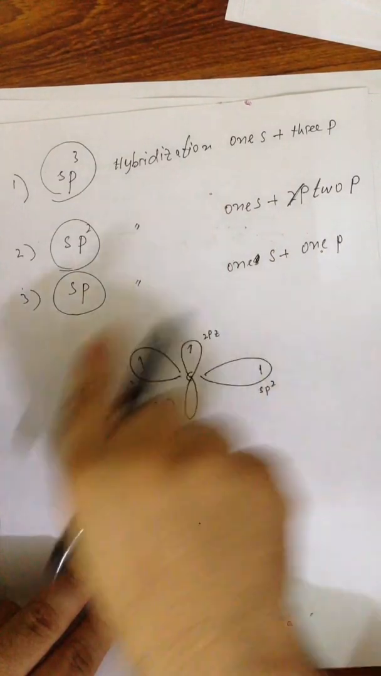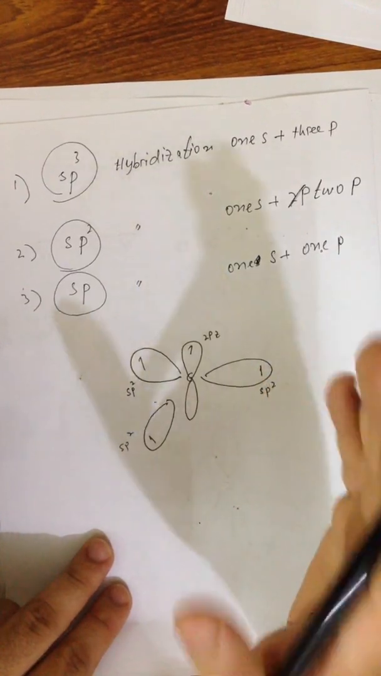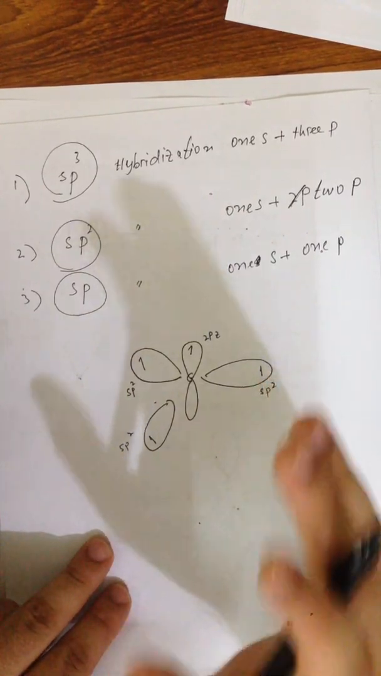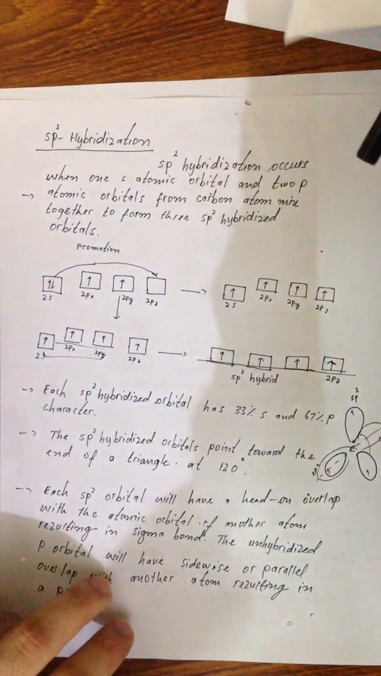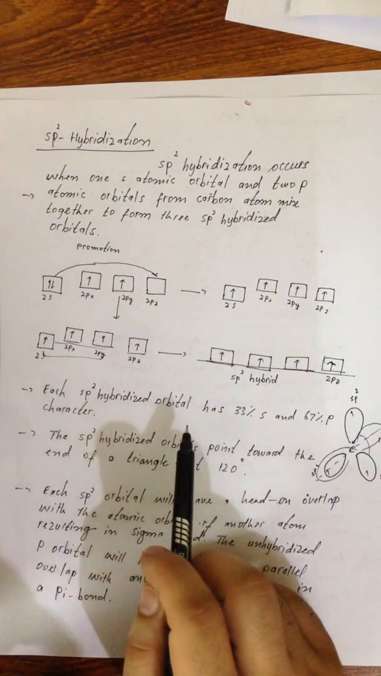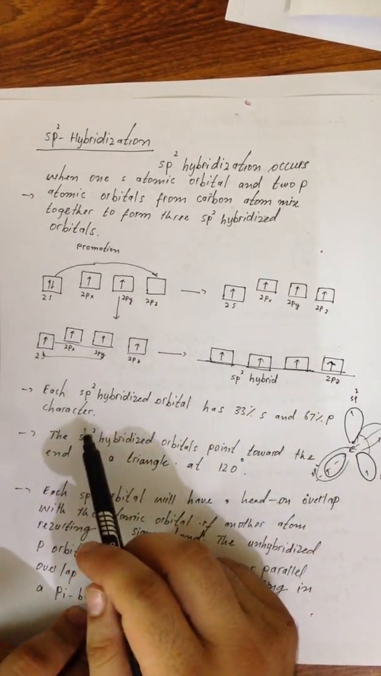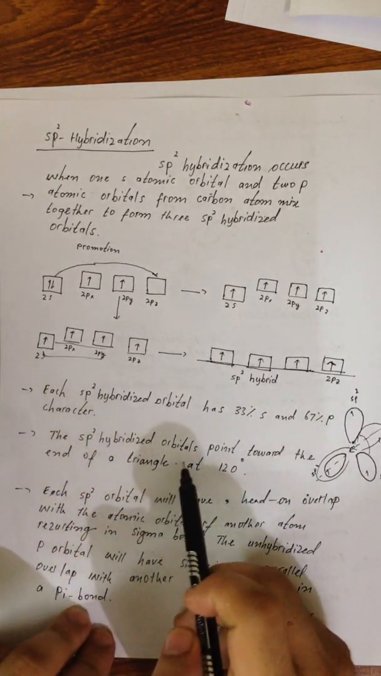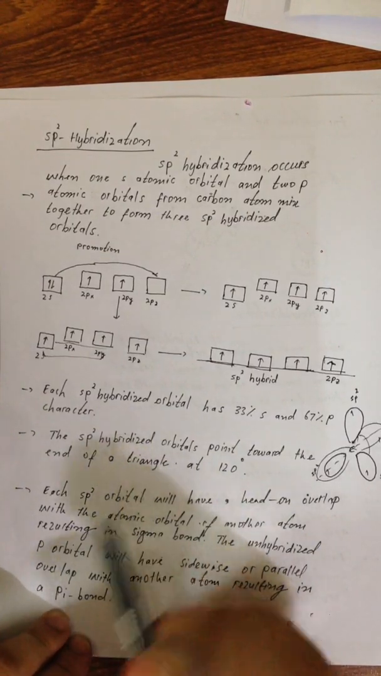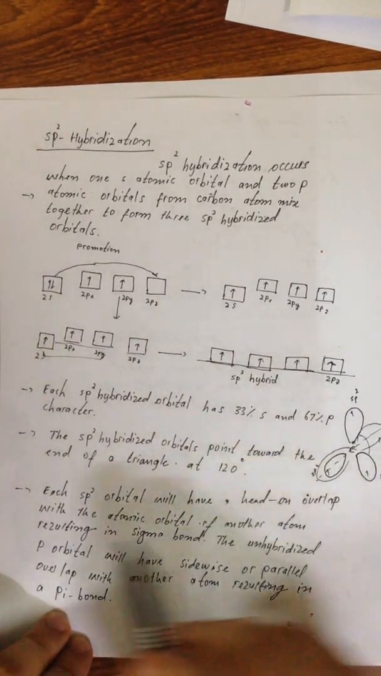Now these orbitals will arrange themselves along the corners of a triangle, at an angle of 120 degrees. Each sp2 hybridized orbital has 33% s character and 67% p character. The sp2 hybridized orbitals point toward the corners of a triangle at a 120 degree angle.